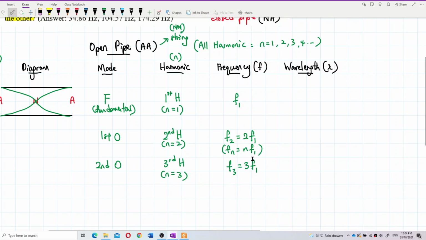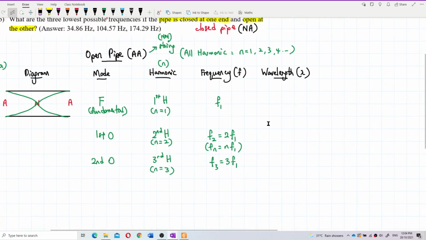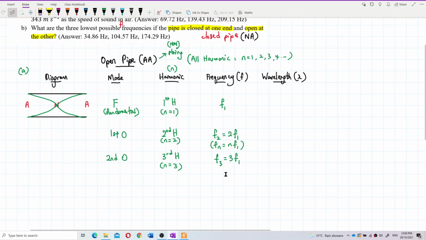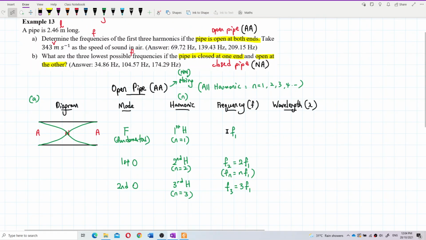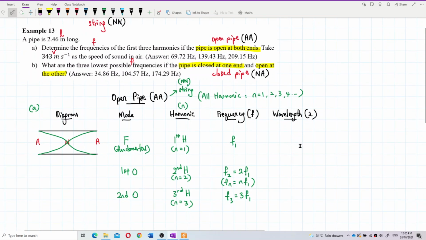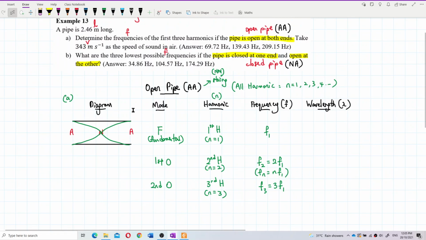So let's do it. We know about this relationship already, so let us first find the fundamental frequency. Once we know the fundamental frequency, we can know the second harmonic frequency and also the third harmonic frequency. So now find the wavelength. What is the wavelength? We can find it from the length, which is given already here.